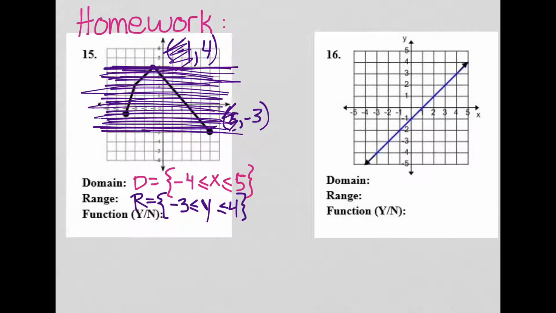I got to use a y when I write the range. Y in the range. So see that I have an x in the domain inequality and I have a y in the range inequality, because all the y's that I'm using live between -3 and 4. Is this a function? What do you think?